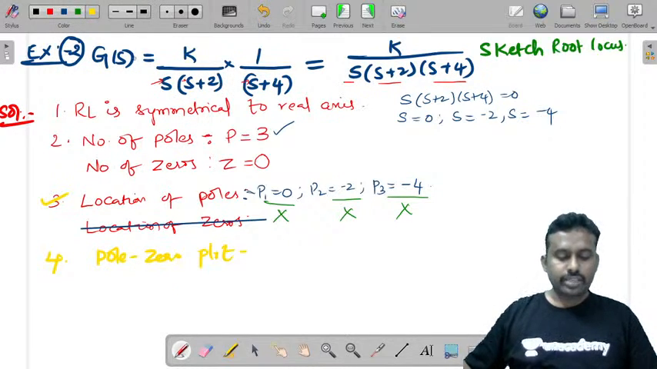Plotting the poles and zeros on the graph. Yes, sir. Yes, yes, sir.